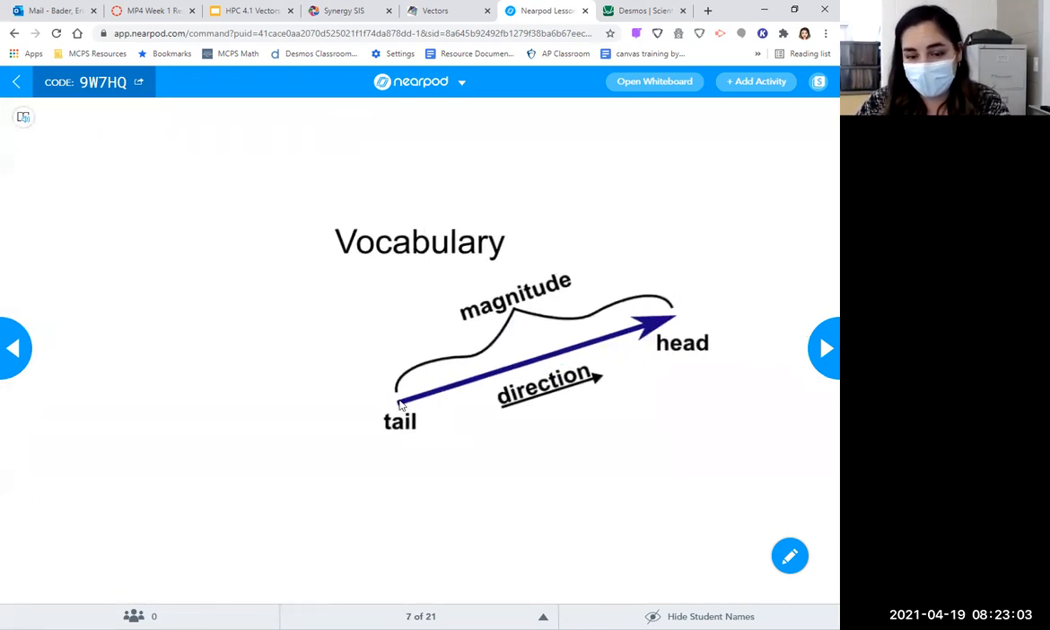Okay, this is what a vector could look like. You see it has a direction, a head, and a tail. The magnitude is calculated by the length of it, and then the direction is, again, the angle from the positive direction of the x-axis to the vector. So you can anticipate that some of our trig is going to come back in handy here.